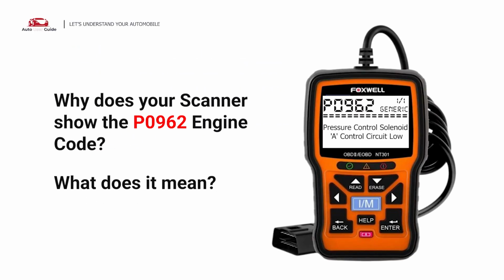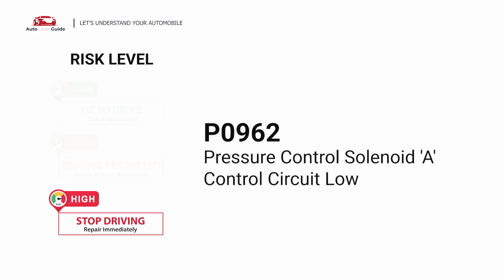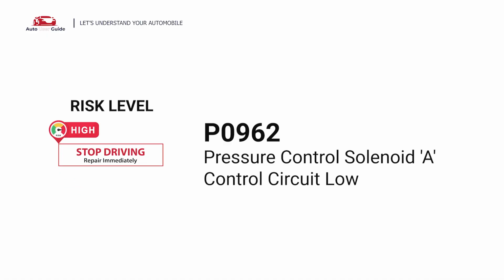Why does your scanner show the P0962 engine code? What does it mean? P0962 is a diagnostic trouble code for pressure control solenoid A control circuit low.